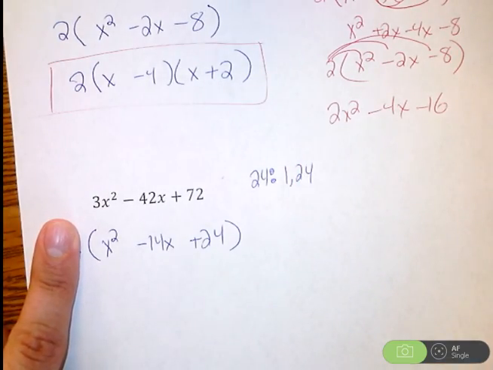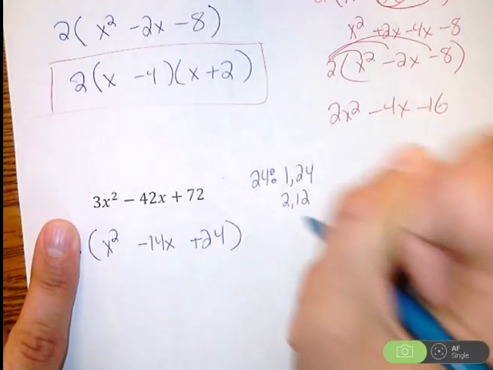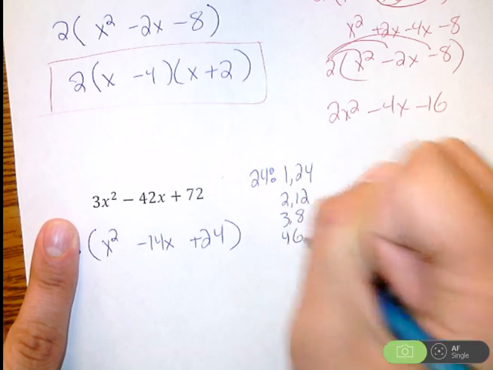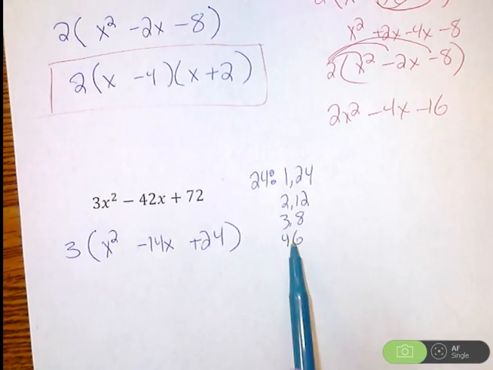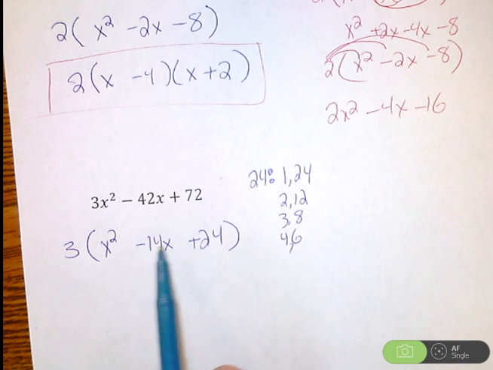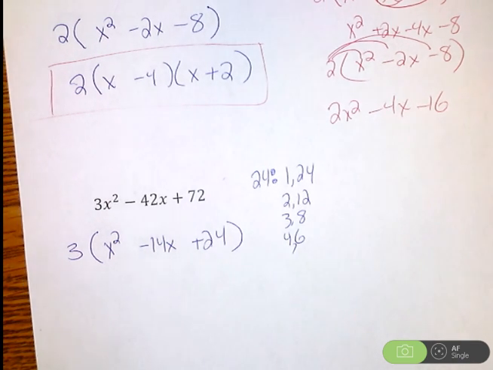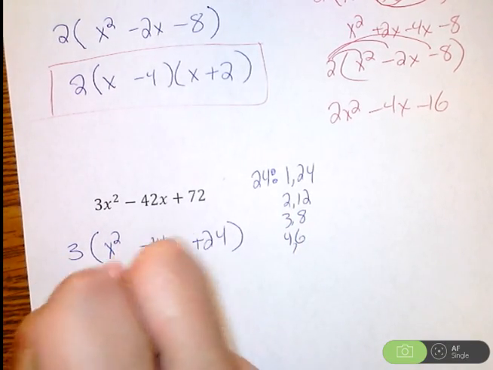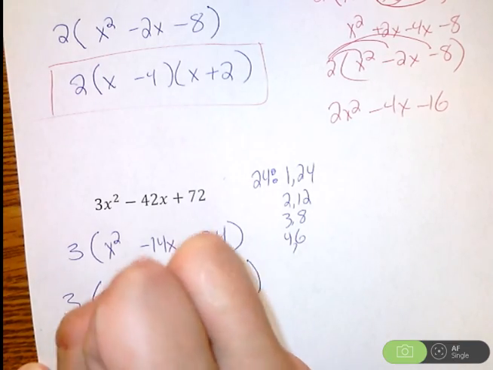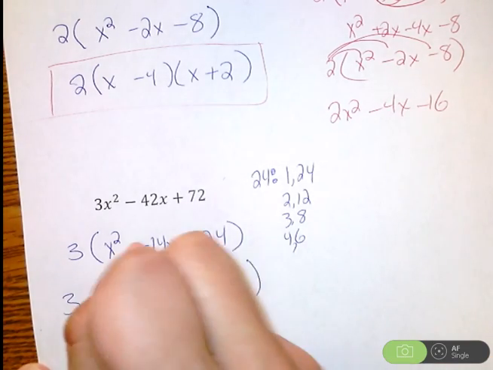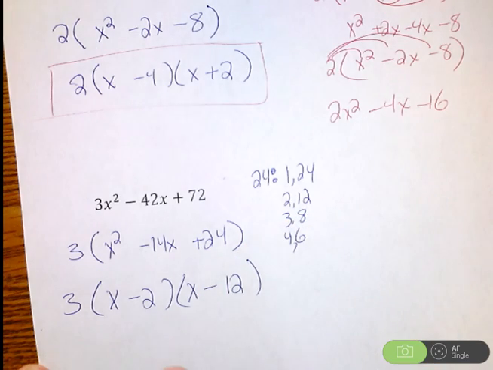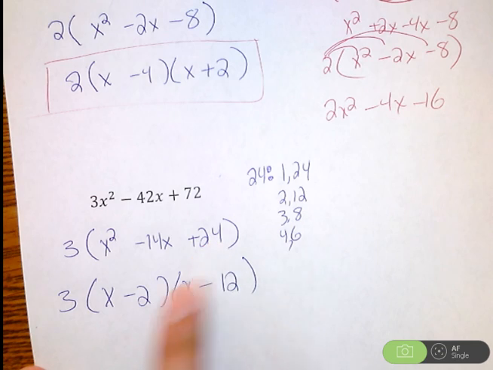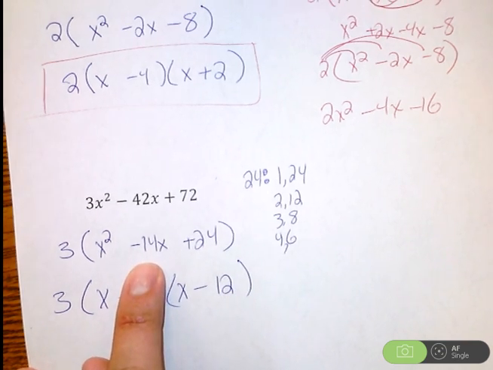So 1 times 24, 2 times 12, 3 times 8, 4 times 6. So I'm looking for which of these pairs can I combine together to get -14, but multiply up to 24. And what I see is a 2 and 12 there. So I think a 2 and 12 is going to work. But to get -14, I'll need a -2 and a -12. And let's check out loud. -2 times -12, yeah, that's going to give me +24. -2 and -12 does give me -14.